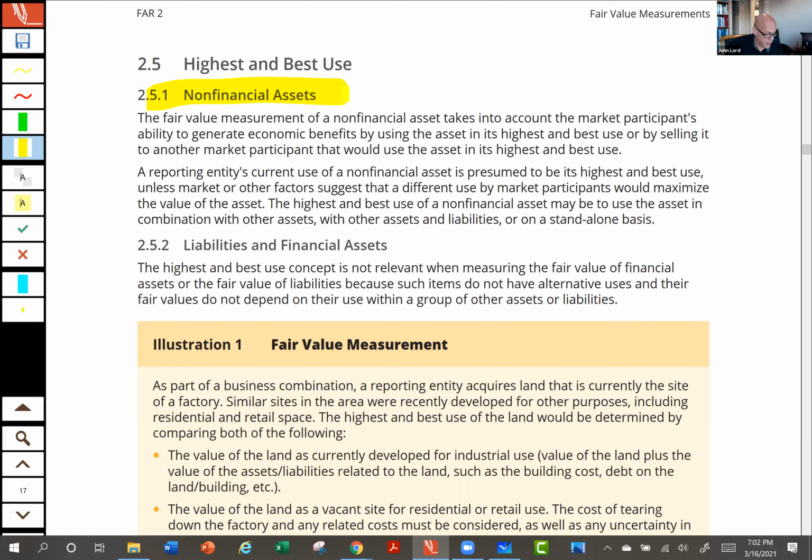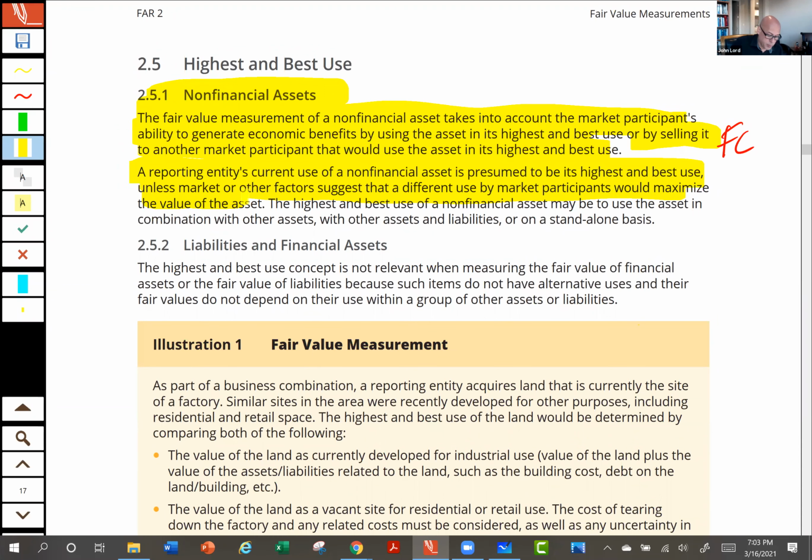If it's a non-financial asset, such as equipment or something like that, fair value measurement of a non-financial asset takes into account the market participant's ability to generate income using the asset at its highest and best use. Okay, and the highest and best use could be selling it to another market participant. If that's its highest and best use, so be it. Or its highest and best use is using it, then you would look at it that way. Flashcard that. A reporting entity's current use of a non-financial asset is assumed to be the highest and best use unless market or other factors suggest a different use by market participants would maximize the value of the asset.